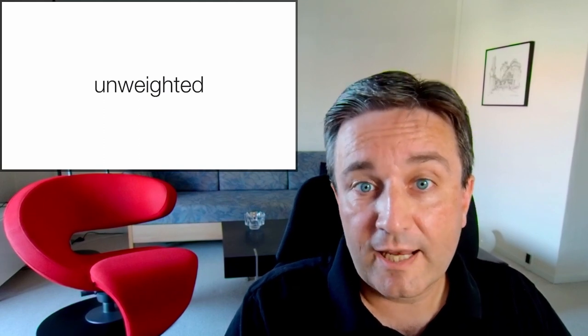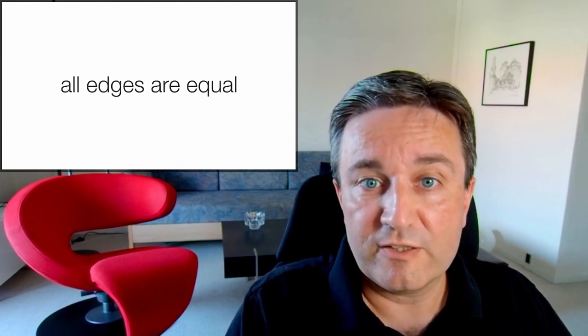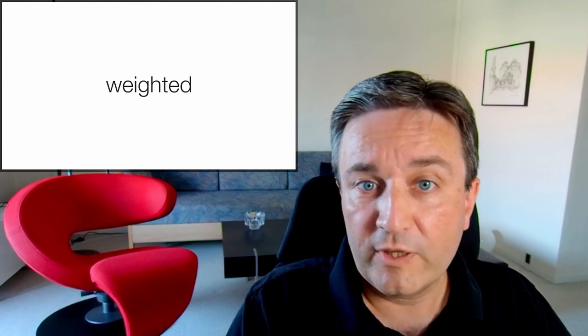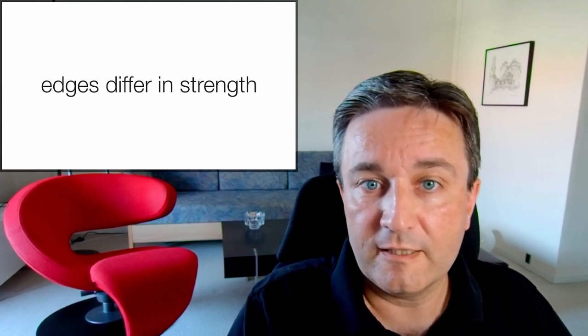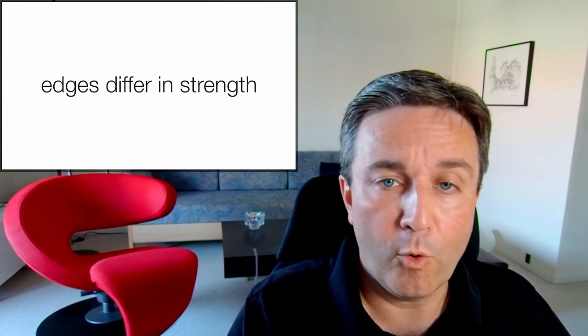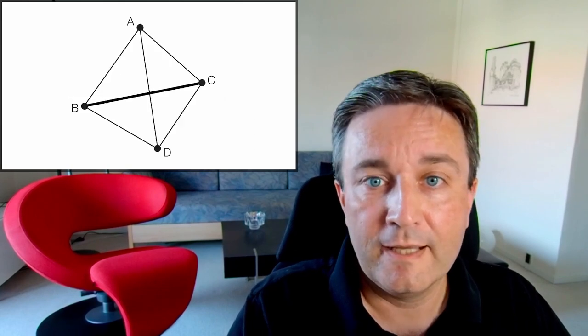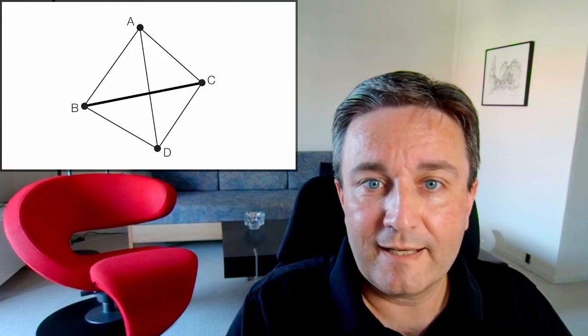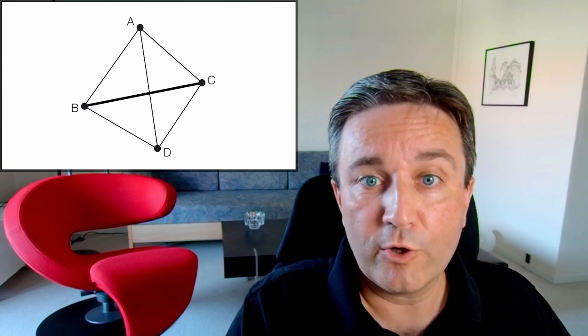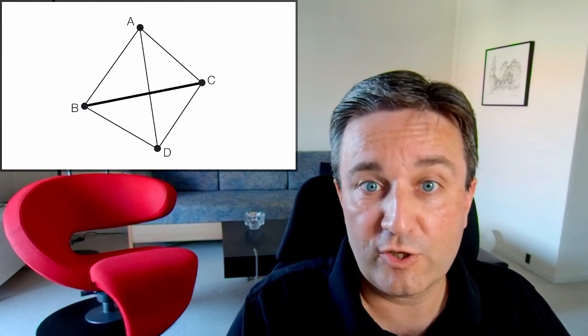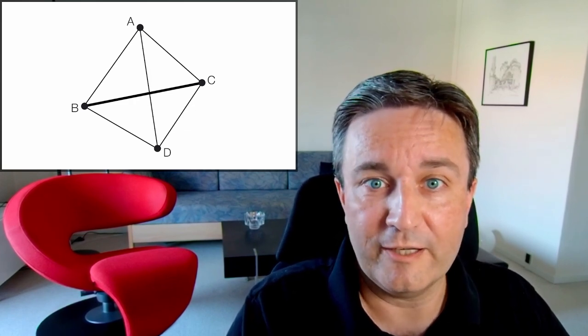Also, the edges can be unweighted, which means that all edges are equal, or they can be weighted, meaning that different edges are stronger or more important than other edges. And when you're representing a weighted graph or a weighted network, it will look something like this. Some edges are drawn stronger than others.